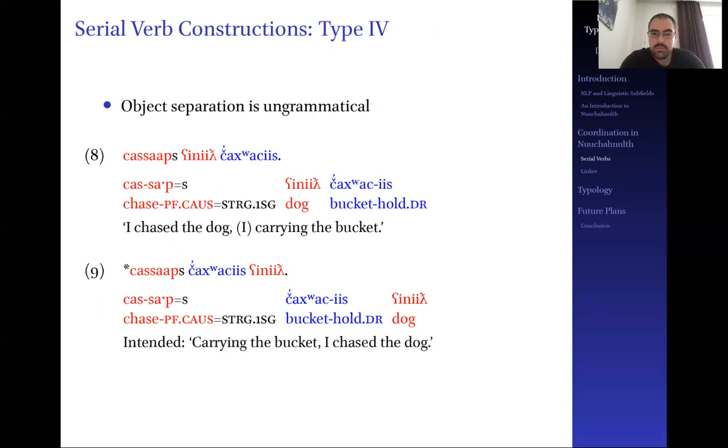So here you have a pair. I chased the dog carrying the bucket. So I am carrying the bucket in this example. Here you cannot separate chase and the dog. These actions are separable from each other in a way that the other actions were not. They could be done at different points in time, chasing and taking the bucket. And so you cannot get the object separation that you see in the other serial verb constructions.